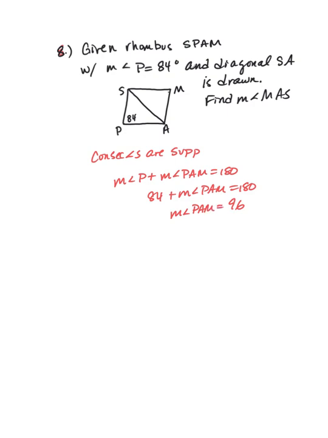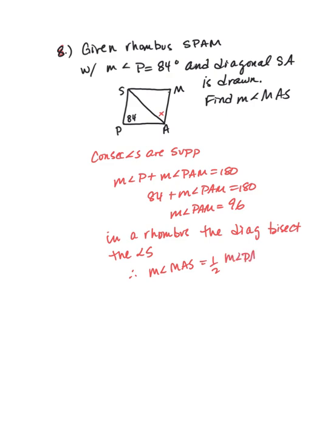Now I want MAS. This is what I want. Well, in a rhombus, the diagonals bisect the angles. Therefore, the measure of angle MAS is half the measure of angle PAM, which is half of 96, which is 48 degrees. So good luck figuring that out if you don't know the properties of a rhombus, right? You get what I'm trying to get you to buy into here?